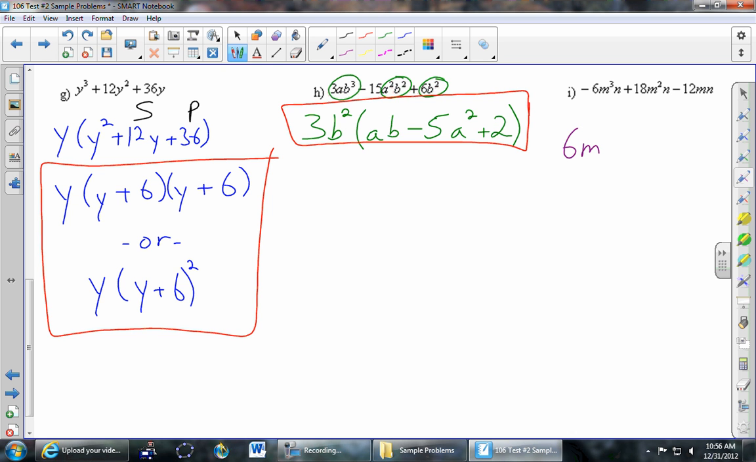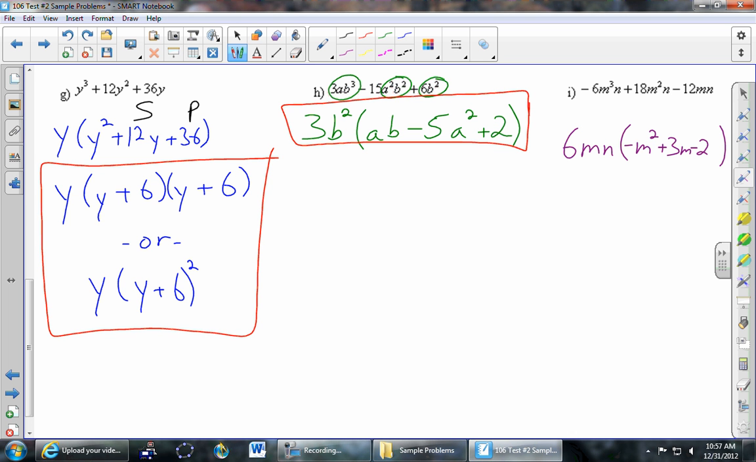And can we take any n's out? There's an n, there's an n, there's an n. They all have n. Let's take n out of all of them. And we'll write down what's left. 6 comes out, negative sign stays. One of the m's is outside, so there's an m squared left inside. In the next term, 18 comes down to 3, one of the m's comes out, so 1 is left inside. Negative 12 comes down to negative 2. And m and n are both outside, so that's it.